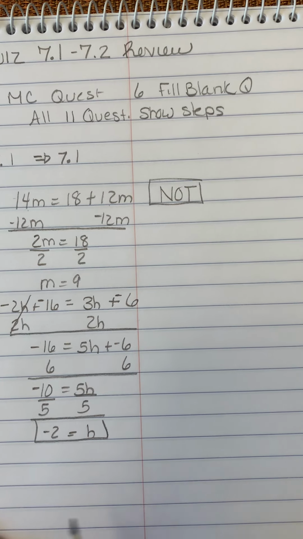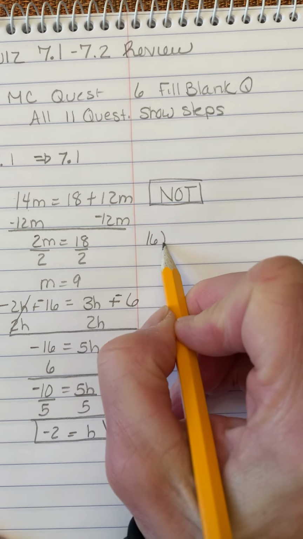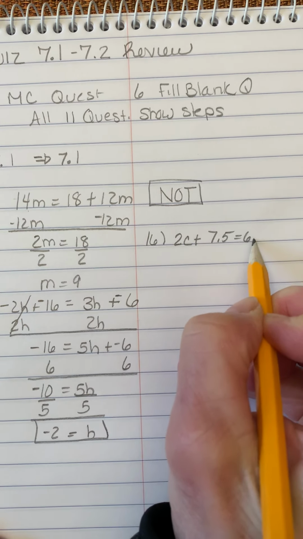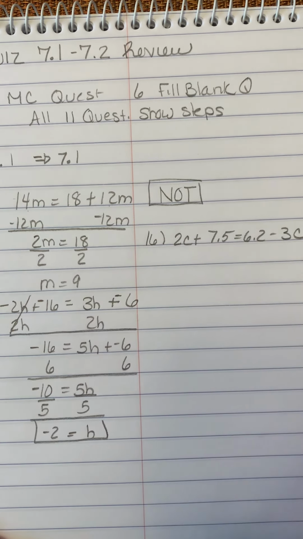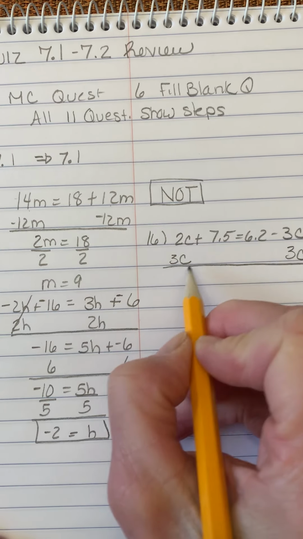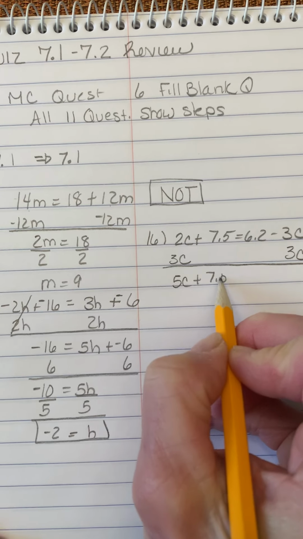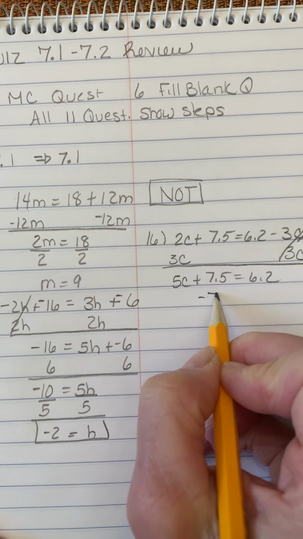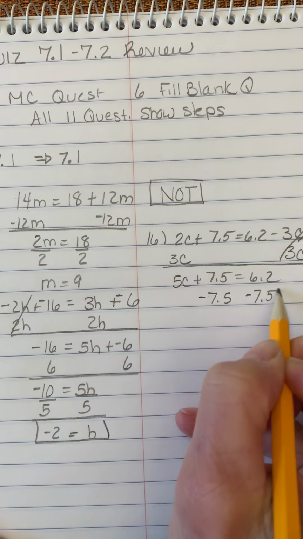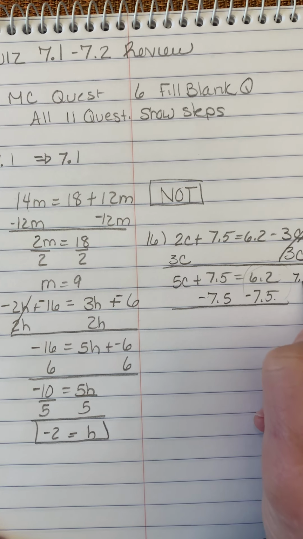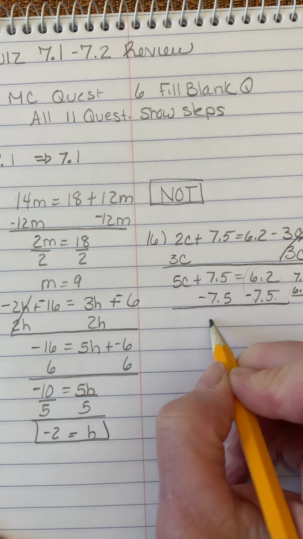So if I'm looking at question 16 from that practice page, 2c plus 7.5 equals 6 2/10 minus 3c. Make sure you know how to work with your decimals. Add 3c to both sides. 5c plus 7.5 equals 6 2/10. That's gone. Then move this, but be careful because you can't do the math like this. This is subtraction, so you need to have the larger amount on top. Then you can subtract, and remember it'll be negatives.